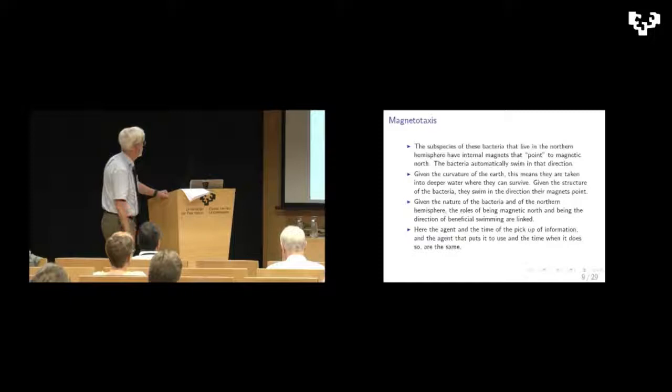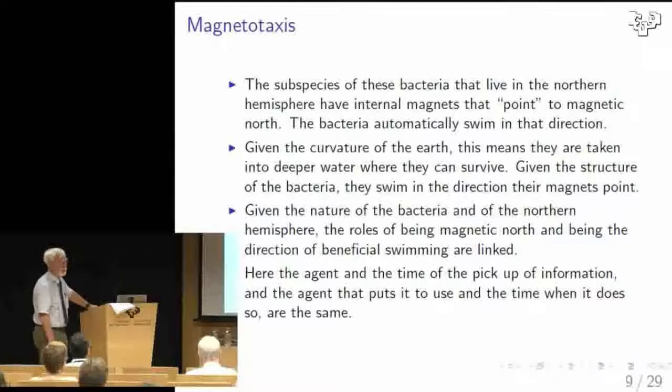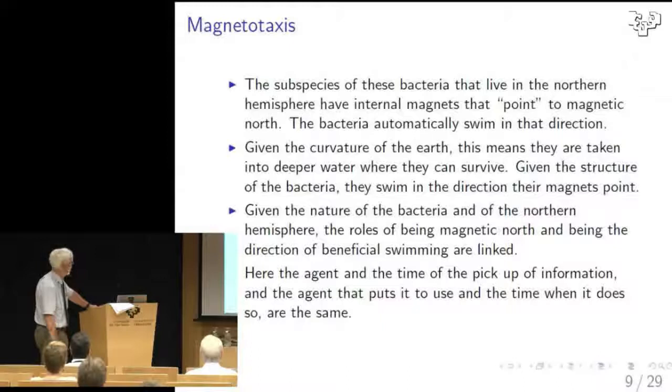And this ability goes very deep. This is Dretzky's example. A subspecies of a certain kind of seagoing bacteria that live in the northern hemisphere have internal magnets that point to magnetic north. This is called magnetotaxis. The bacteria automatically swim in that direction towards magnetic north.